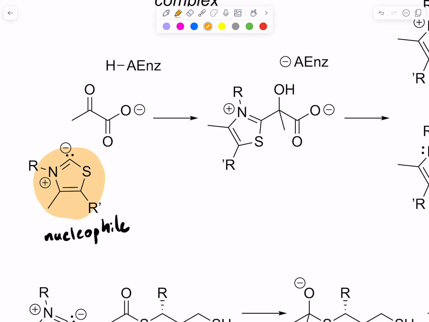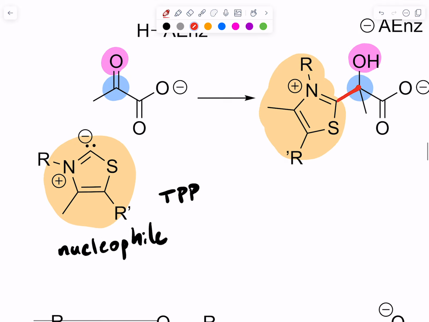So, it should be no surprise then that we want the thiamine pyrophosphate, or TPP, nucleophile to attack the carbonyl carbon, which is what we've got here, and that's the new bond that we made. Here's what used to be the carbonyl carbon, here's what used to be the carbonyl oxygen. So you tell me how to push arrows to make that happen. Where do I start?